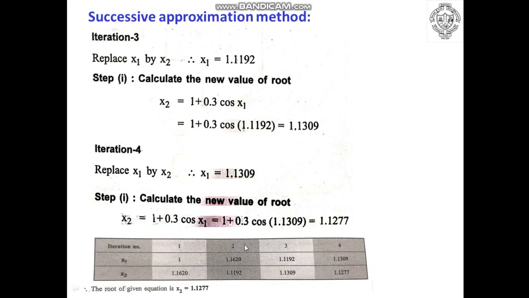You can tabulate the result in this form. The number of iterations is represented in the first row, and subsequently the values of x1 and x2 are represented in row 2 and row 3. You can write the last line as: root of the equation is 1.1277.